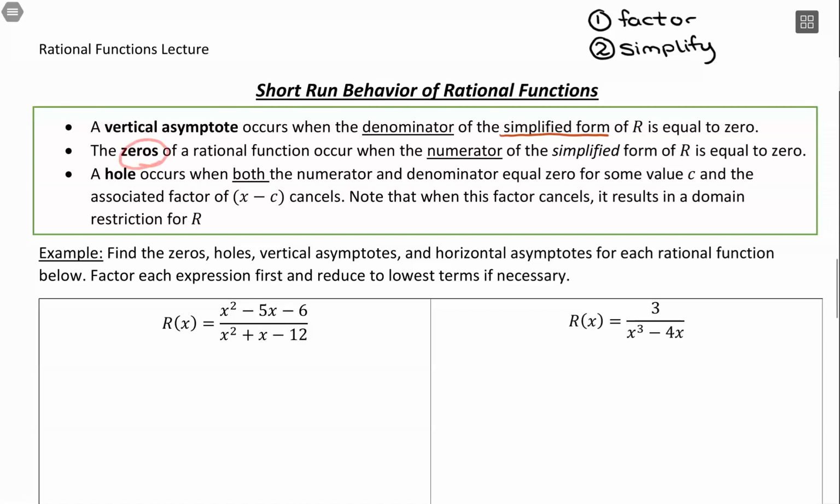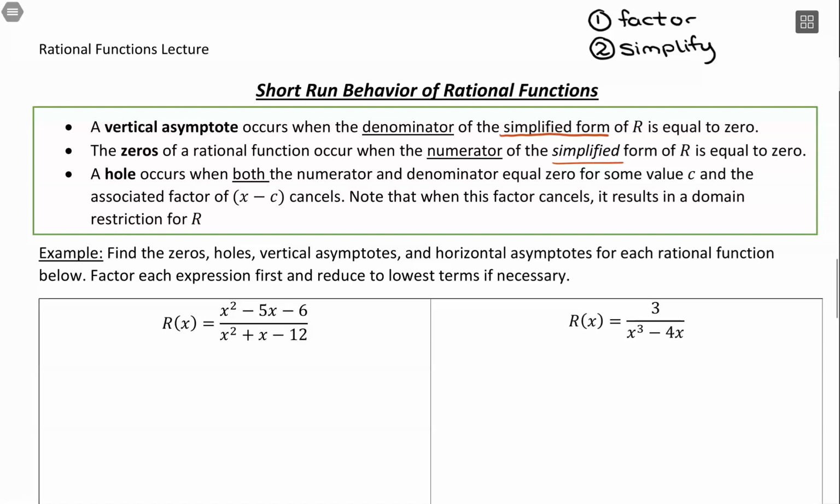We're also going to look at the zeros of the function. So this too, we're going to be looking at the simplified form of our rational function. And with that, we're looking at where the numerator is equal to 0. So with that, we can just grab the numerator, look at the zeros, and that gives us some coordinates for our graph. If we have zeros, there might be cases where we don't cross the x-axis at all.